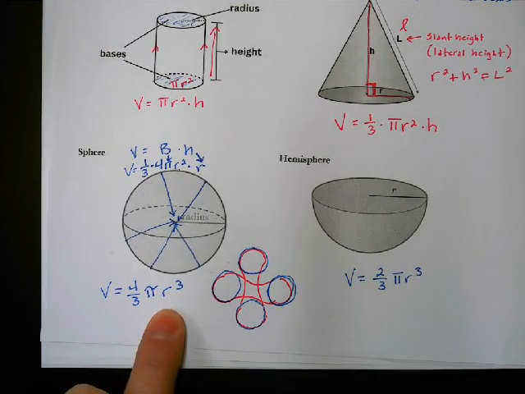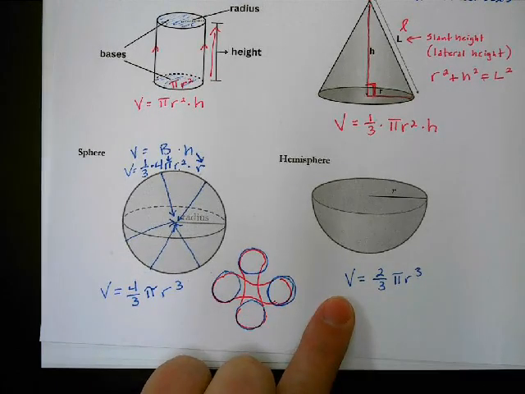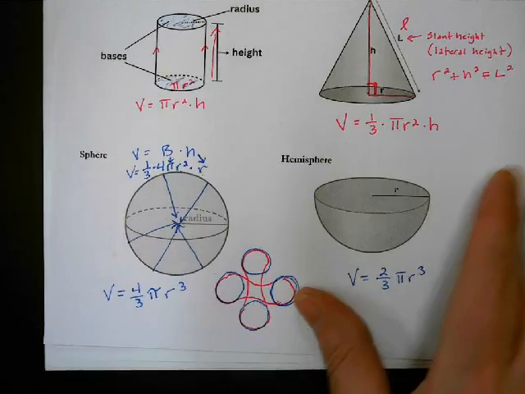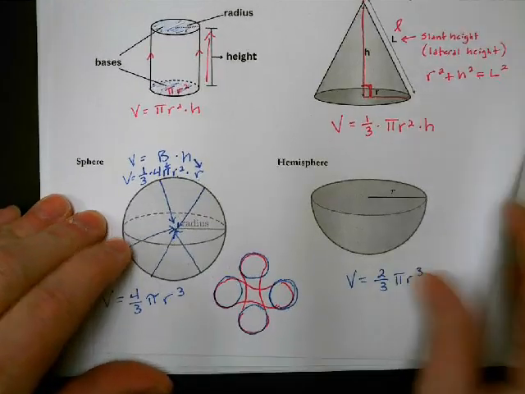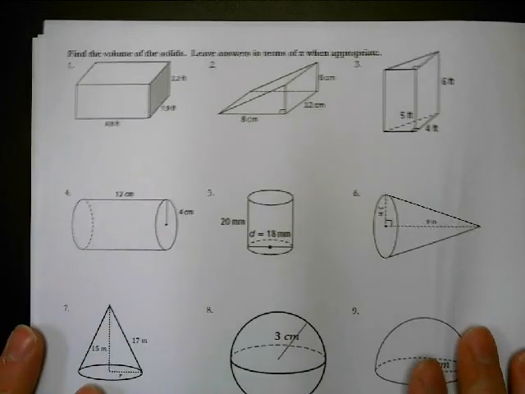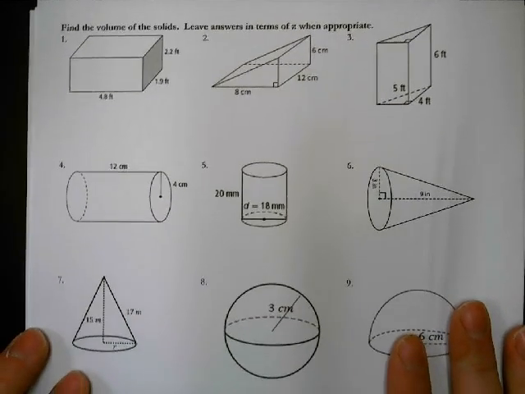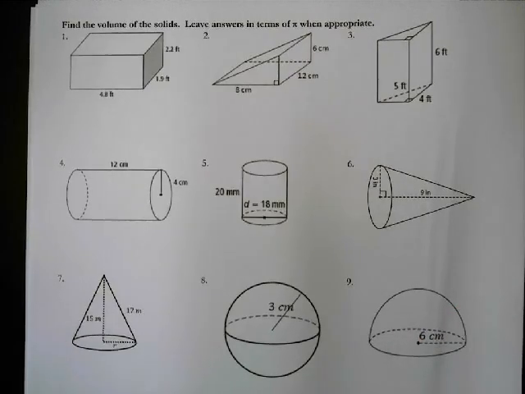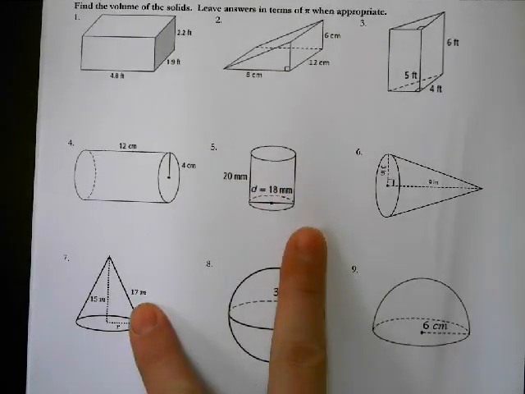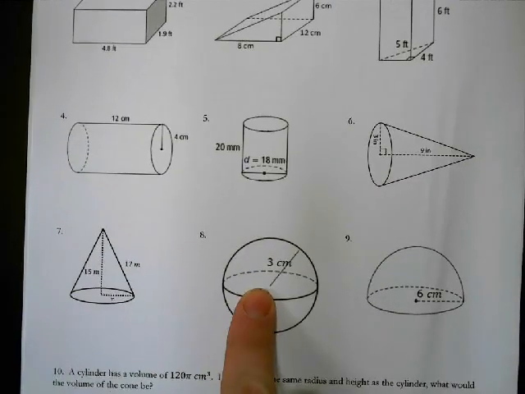All right, flip over your paper. We got some practice problems to do. If you're watching from home or I'm absent or something and the sub is showing this, at this point, you're going to try out these problems. The first 3 are prisms. So you're going to find the base area and then multiply by the height. The next 2, cylinders. The next 2, cones. The next, sphere, hemisphere. And then some word problems down here. Try those out.